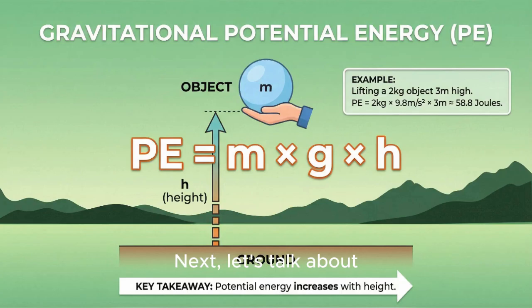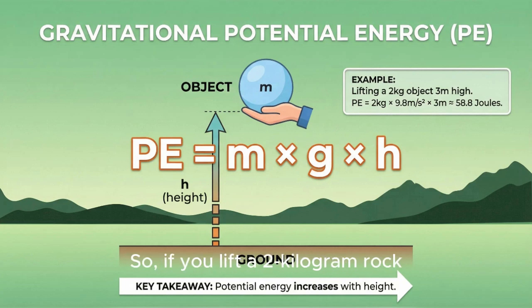Next, let's talk about gravitational potential energy, or GPE. This is the energy an object has stored simply because of its position or height. The higher something is, the more potential energy it has. The formula is mass times the acceleration due to gravity, g, times the height.